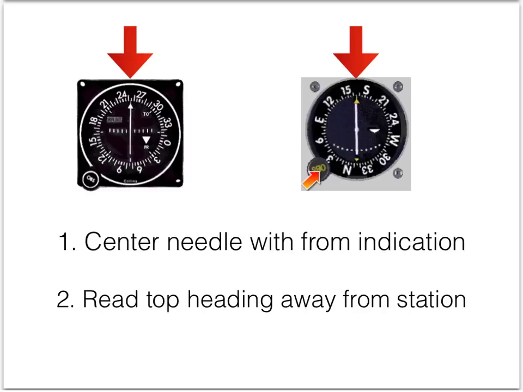We turn the OBS knob, we get the needle centered with the from arrow, and now our radial from Rutland is 165 degrees. Remember, when you do this and you're looking for your position, always center the needle with the from indication and read the top heading away from the station.